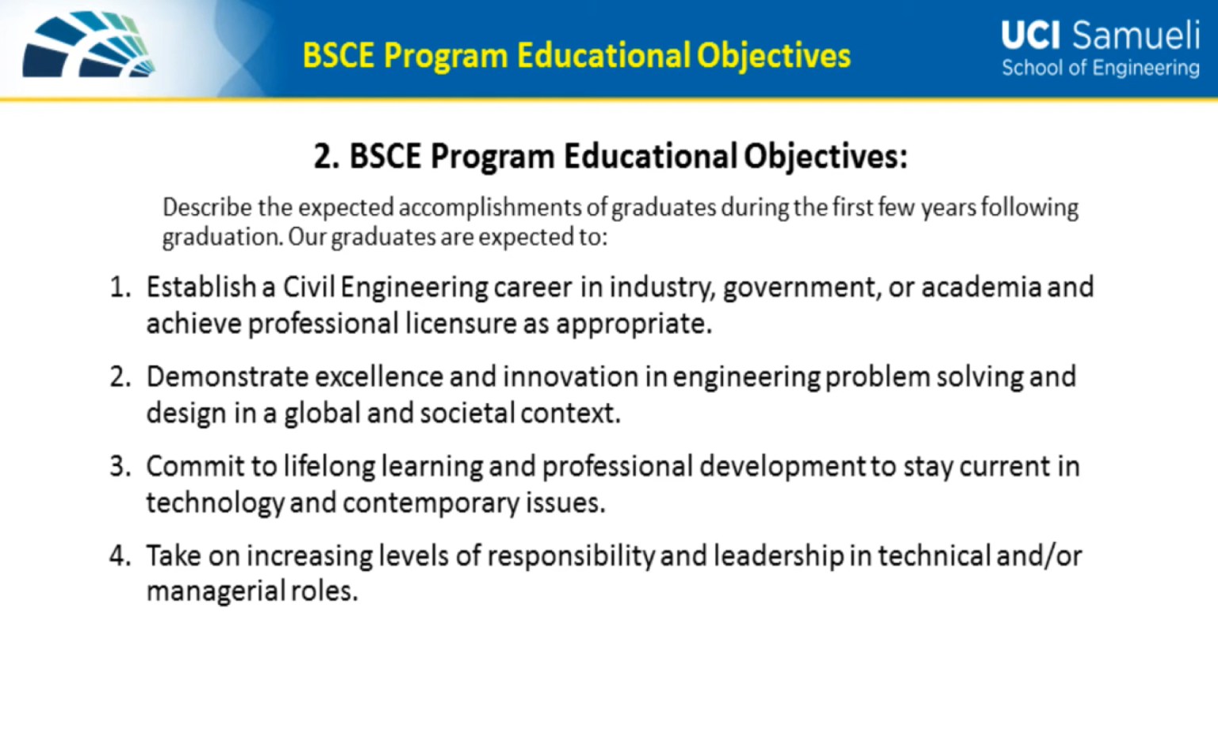The program educational objectives for the Bachelor's of Science in Civil Engineering include the following. 1. Establish a civil engineering career in industry, government, or academia, and achieve professional licensure as appropriate. 2. Demonstrate excellence and innovation in engineering problem-solving and design in a global and societal context. 3. Commit to lifelong learning and professional development to stay current in technology and contemporary issues. And 4. Take an increasing level of responsibility and leadership in technical and/or managerial roles.